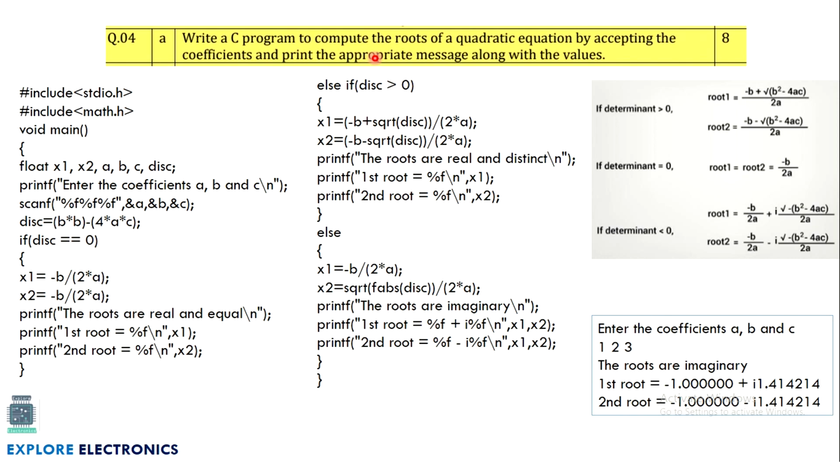Write a C program to compute the roots of a quadratic equation by accepting the coefficients and print the appropriate message along with the values. So this is important. This line says that we need to print the appropriate message along with the values. So when you're writing the answer, apart from writing the program, you should also write the expected output like this. Say suppose we are using the printf statement here. What it will be printing, that also we need to write it like this.